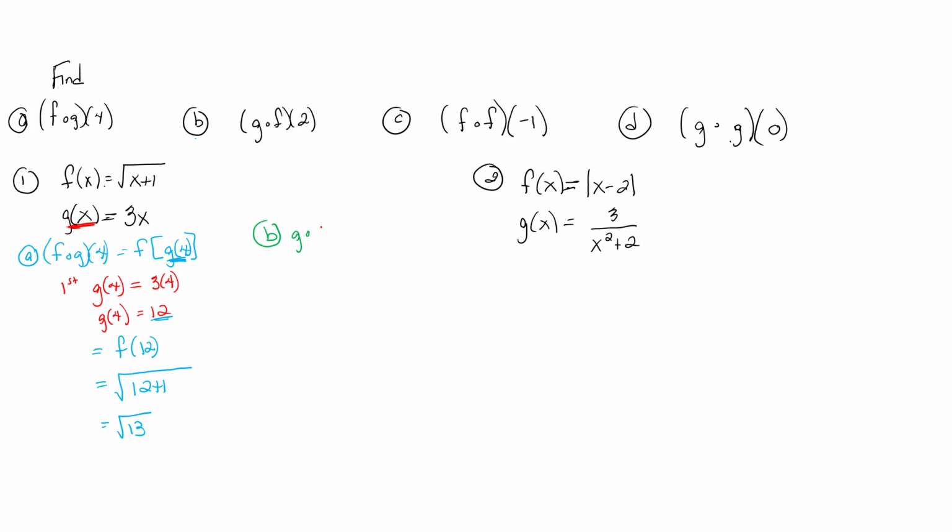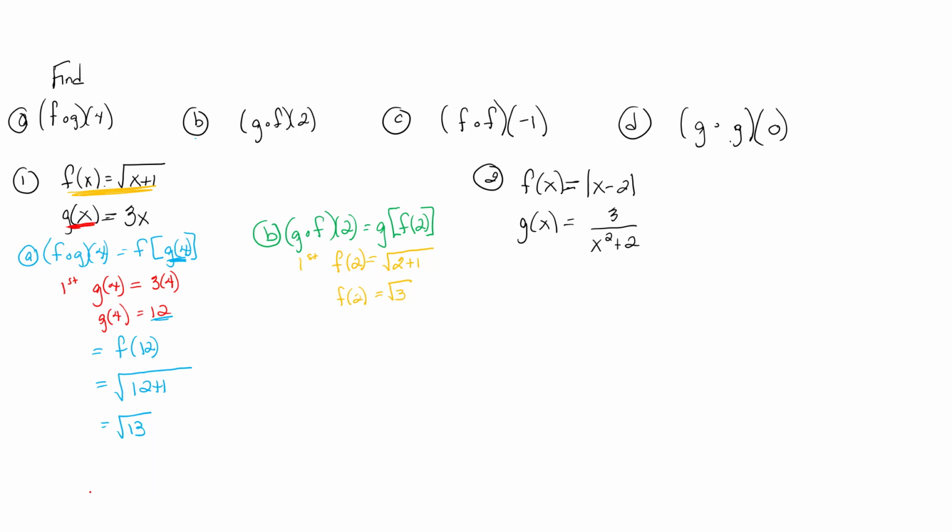B says find g composite f of 2, which means by definition we're going to do g of f of 2. Well, first things first, I have to take care of parentheses first. So in this particular case, the first thing I need to figure out is f of 2. According to problem number 1, to find f of 2, I've got to take the square root of x plus 1. So f of 2 is going to be equal to the square root of 3.